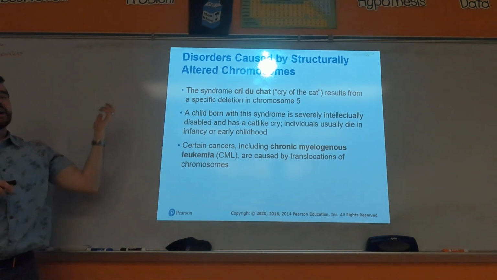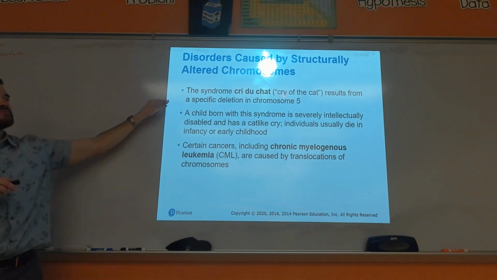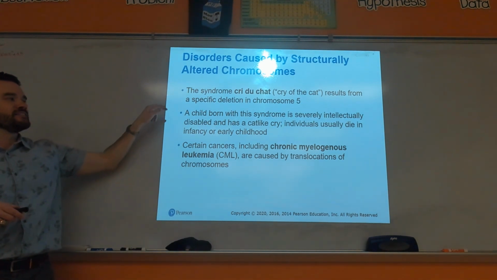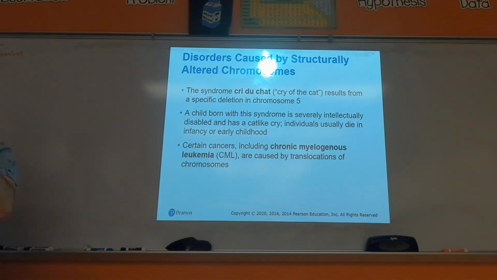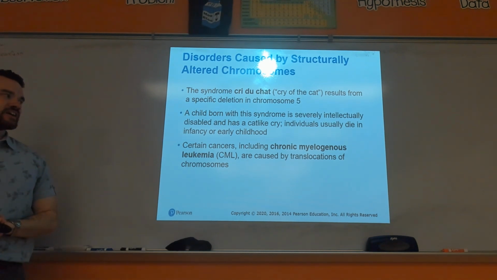The name sounds kind of goofy, but the idea of where it came from is that babies who are missing that portion of chromosome 5 end up being born with a cat-like cry, and that's where the name comes from. They also have some pretty severe intellectual disabilities from missing that part of the chromosome, and they typically end up dying in infancy or early childhood. So it's not something that gets passed on, because they're going to be sterile.